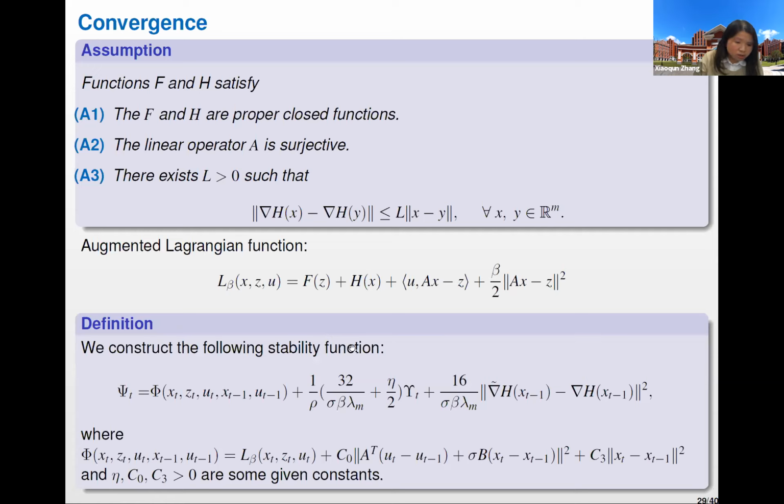Actually, the convergence or the decreasing of the function is based on this stability function. So we define this, it looks a little bit complicated, but basically it is based on the augmented Lagrangian form and some of the iterates, the sequential error. Basically this is constructed from the proof. We need this function, so that's how it is constructed. We cannot know this in advance.